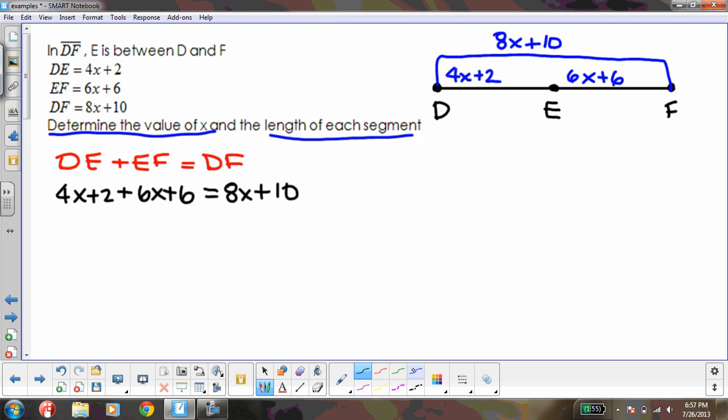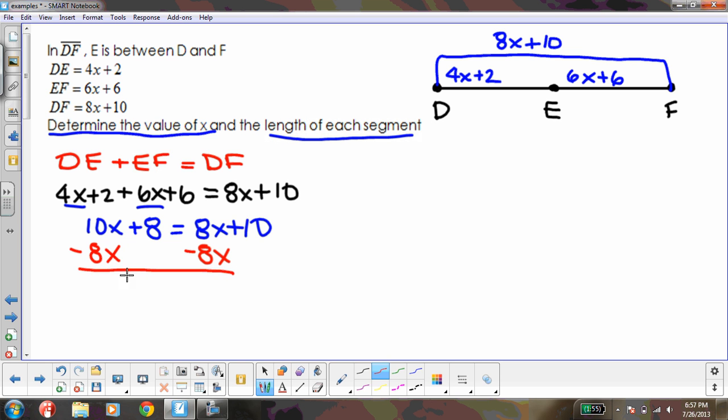From here on out, it's just a simple algebra problem. I'm going to combine the like terms, 4x and 6x, add up to give you 10x, and then 2 plus 6 is 8. And that's still equal to 8x plus 10. Now I'm going to move some terms around and get all my x terms on the same side. I'm going to subtract 8x from both sides. So I have 2x plus 8 equals 10.